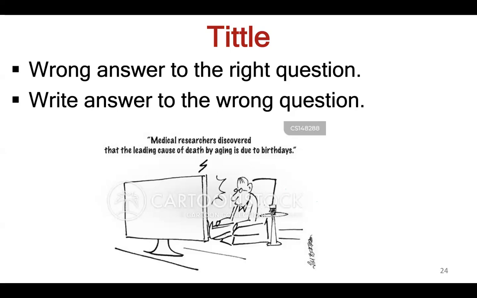Okay, so for example, look at this cartoon here, what this guy is trying to study. He did the study and then he came with the conclusion that medical researchers discovered that the leading cause of death by aging is due to birthdays. So what was the question and what is the answer right there? It should be strict and focused, so that the question I'm asking right now is going to get the answers, and the answer I bring is going to be the correct one, the right answer which people are looking for.